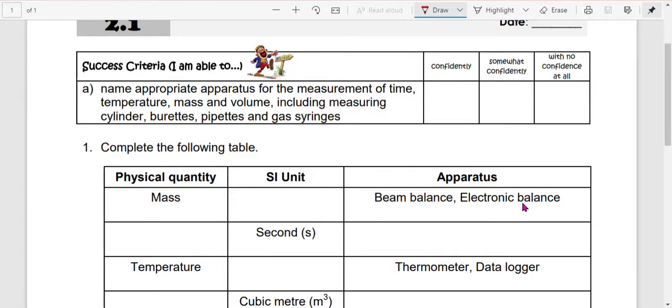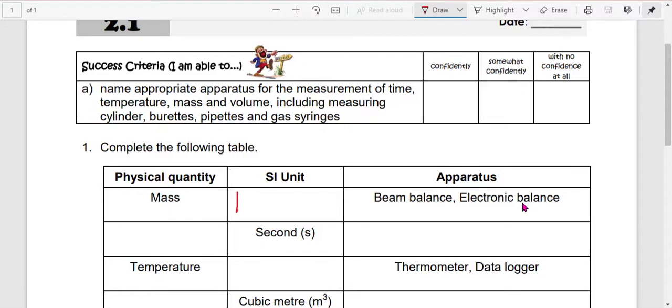So we are trying to look at what is the physical quantity, SI unit, and apparatus that can be used. For physical quantity mass, I think by now you should know the SI unit is kilogram, kg. The apparatus used can be beam balance or electronic balance. Now, with regard to SI unit seconds, what's the physical quantity? It's actually time. So the apparatus you'll use is your stopwatch.